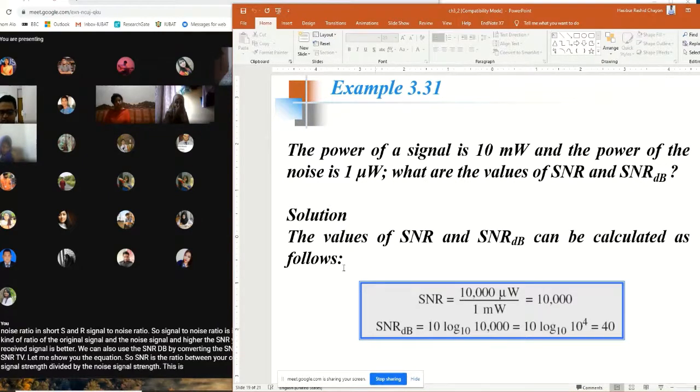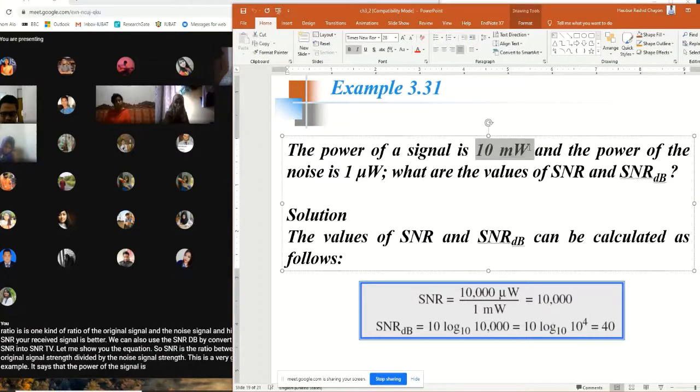This is a very good example. It says that the power of the signal is 10 milliwatt and the power of the noise is 1 microwatt. That is the noise power. What are the values of SNR and SNR dB? Very simple. SNR is signal to noise ratio, that means original signal strength divided by the noise strength or power. Here we can see that this is a milliwatt and that is a microwatt, not the same. So you have to convert one of them, and then you can do the division. It's better we convert this one into microwatt. Milliwatt is bigger, so we multiply by 1000. So 10 multiplied by 1000 is 10,000 microwatt.